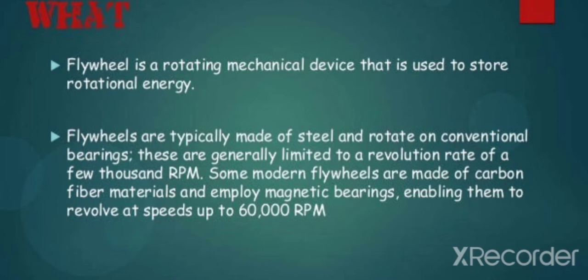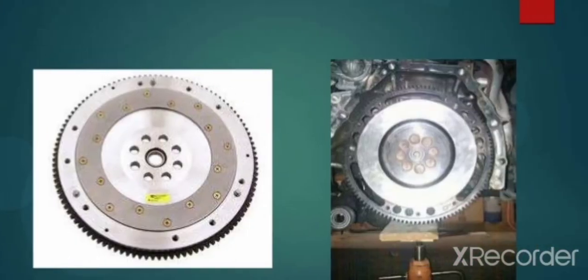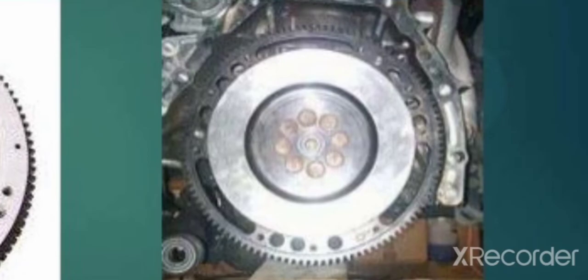Flywheels are typically made up of steel and rotate on conventional bearings. Okay, these are generally limited to a revolution rate of few thousand RPMs. Okay, but some modern flywheels are made up of carbon fibers, and they can revolve at a speed of 60,000 RPMs. Means new flywheels can rotate at very high speed, that is up to 60,000 RPMs. Okay, we will see few pictures of flywheel. This is one type of flywheel and this is another type of flywheel.